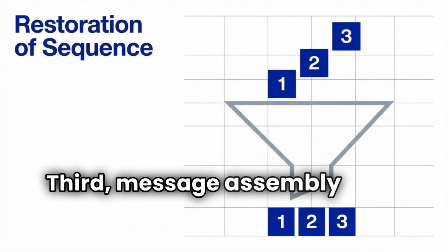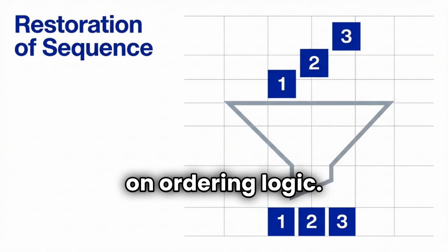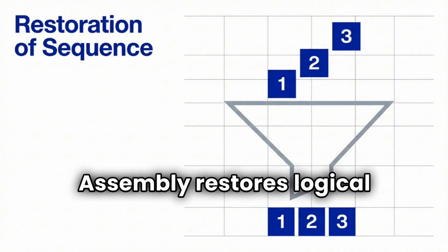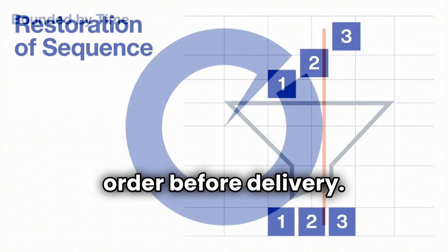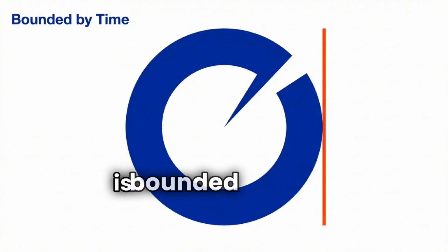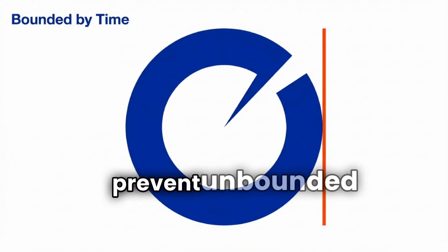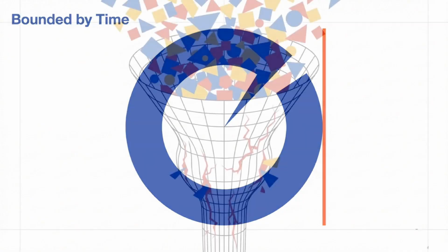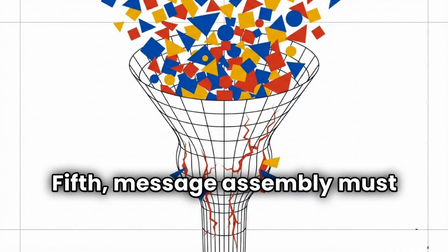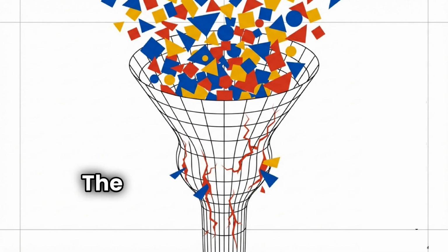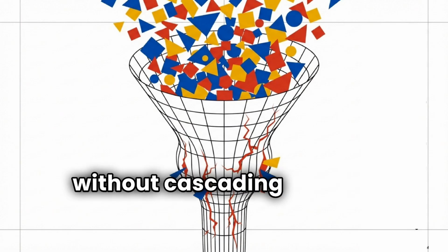Third, message assembly relies on ordering logic. Fragments may arrive out of sequence. Assembly restores logical order before delivery. Fourth, message assembly is bounded by time. Incomplete messages cannot wait forever. Timeouts exist to prevent unbounded resource consumption. Fifth, message assembly must handle failure gracefully. Missing or corrupted fragments must eventually be discarded. The system must recover without cascading impact.